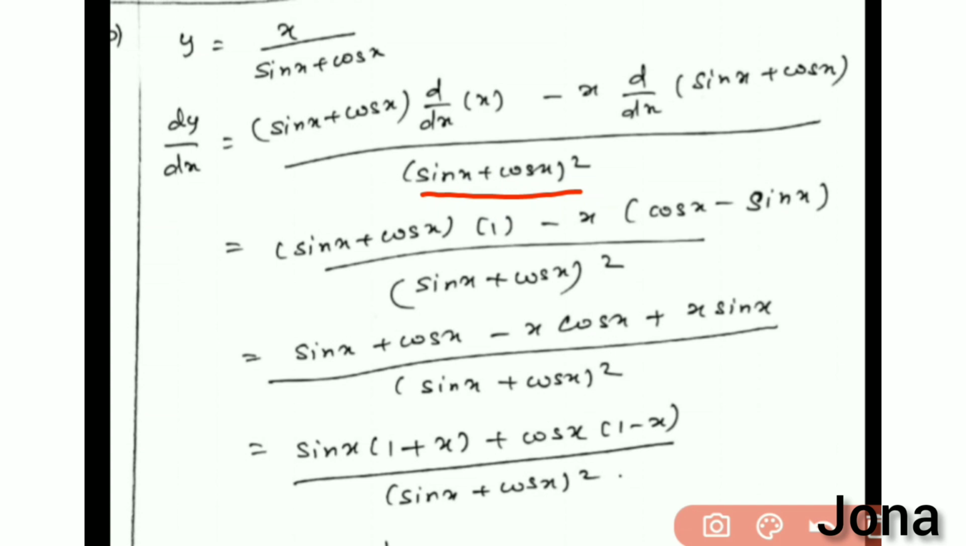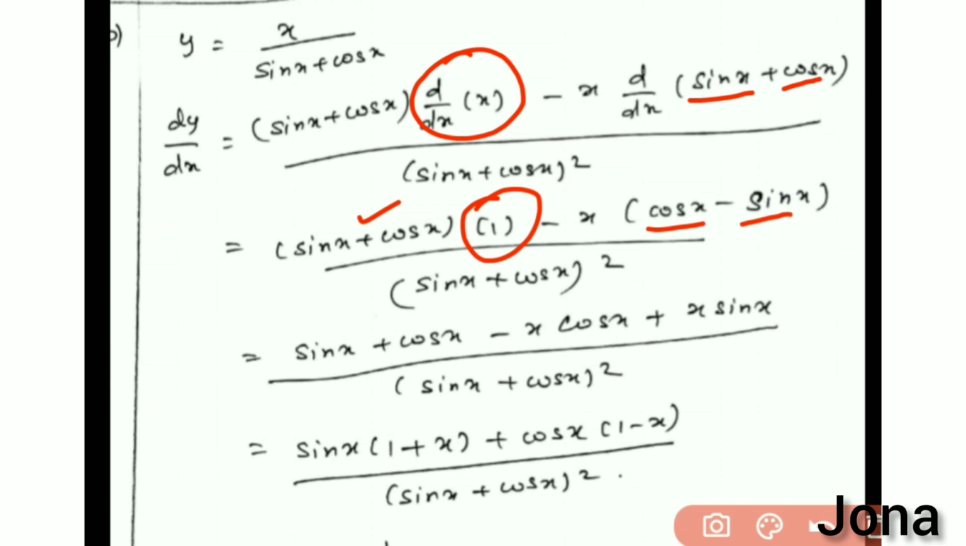So put sin x plus cos x here, v into d by dx of u, that is d by dx of x, minus u, that is x here, into d by dx of sin x plus cos x, that is v. We want to differentiate the thing there. So keep the sin x plus cos x as it is, and d by dx of x is 1, minus x into, for sin x the differentiation is cos x, for cos x the differentiation is minus sin x.